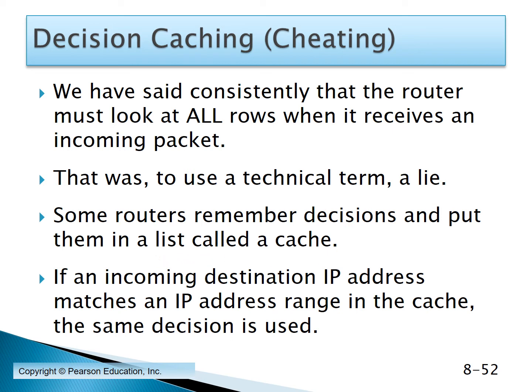It could be a hash table like this. So you have a small cache that will store all the routing decisions that you have just used. If an incoming destination IP address matches an IP address range in the cache, then you just use the same decision. There's no point in looking at the routing table for every single packet going to the same destination. So usually caching is used.